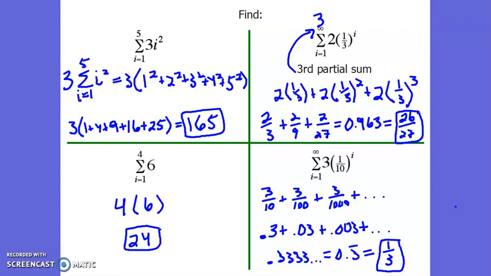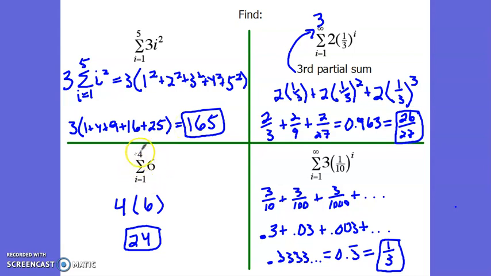Okay, so we're ready to take a look at the answers here. Hopefully the one in the upper left wasn't too difficult. I went ahead and took advantage of that simple shortcut. Since there was a 3 multiplied by i squared, I went ahead and moved the 3 out in front. I found my 1 squared, 2 squared, 3 squared, 4 squared, 5 squared, the first 5 terms of i squared, plugging in 1 through 5. We calculated all those squares, added them all up, and multiplied by 3 at the very end, and got 165.